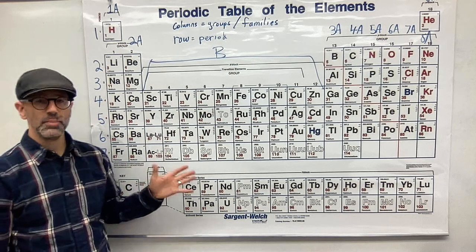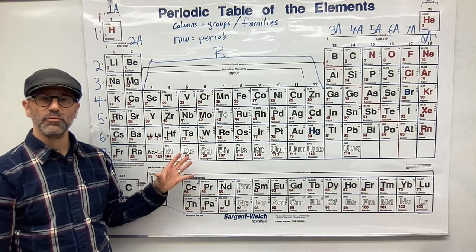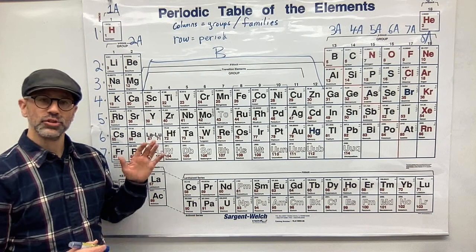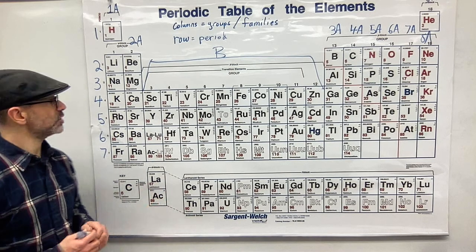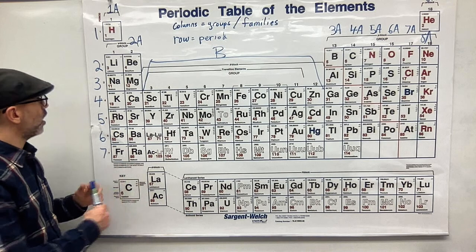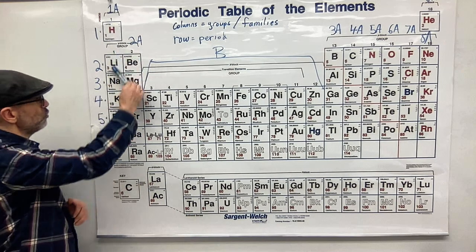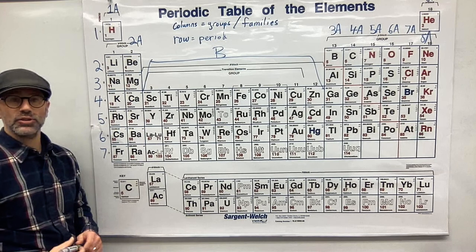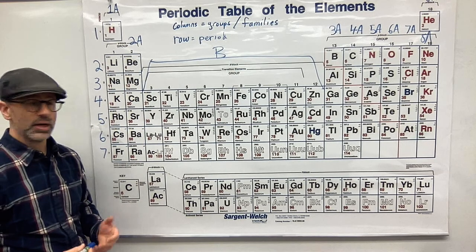Now, let's talk about names of particular parts of the periodic table. Certain groups have certain names. And again, you can label this as I go along. So this group here, group 1A, that has a special name called the alkali metals.